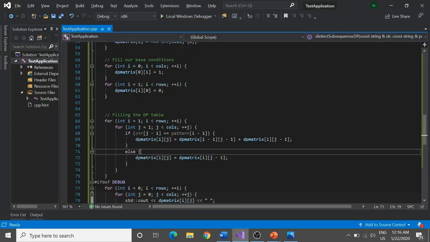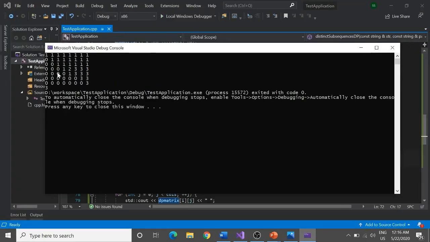So what do we see? That if my characters are same, I need to branch out, and if they are not, then I will be making use of this reconciliation. So if we see the contents of our DP matrix now, what does this 3 mean? This 3 is actually the answer to our intended problem. And what does this signify? This signifies that the pattern rabbbit can be found thrice in my string rabbbit.